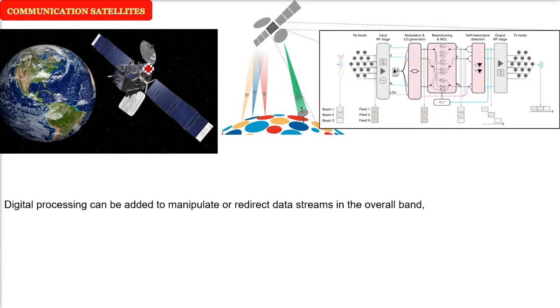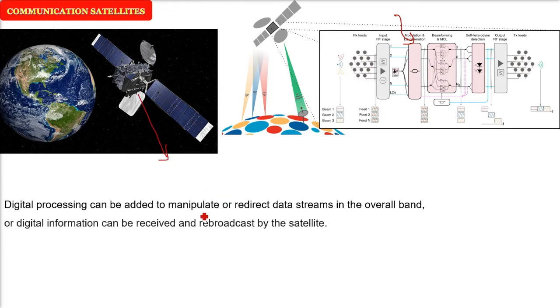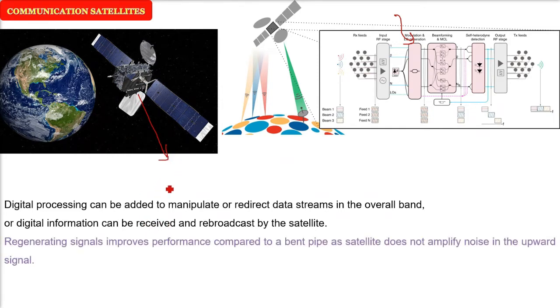Now, what people have done is add digital signal processing on board. Whatever data stream or signal is coming, we may be able to manipulate, clean, change, or make it better for the downlink in the overall band. There are various ways, because in digital signal processing we have various Fourier transforms, image cleaning, data amplification, morphing, whatnot. All this digital processing can be done on board so that you get a proper signal on the ground. Or this digital information can be received and rebroadcasted by the satellite.